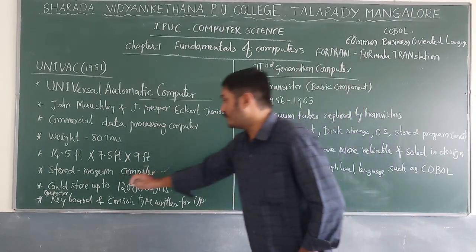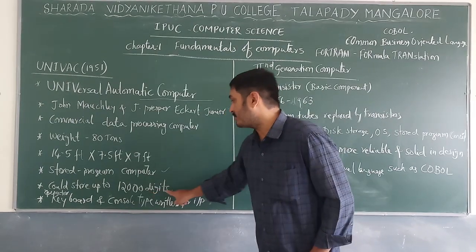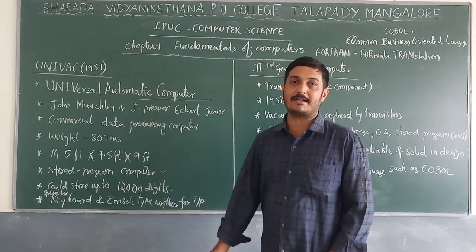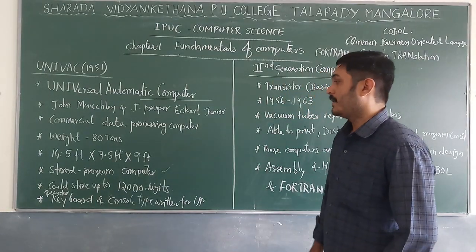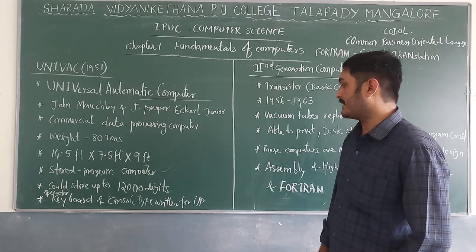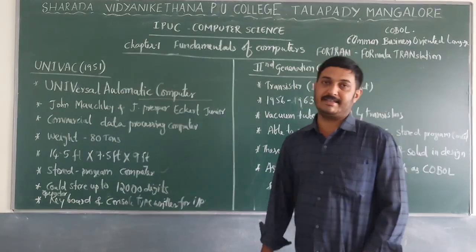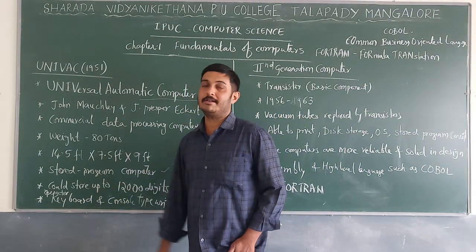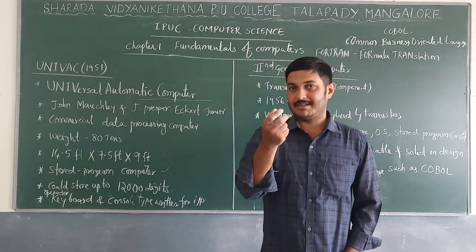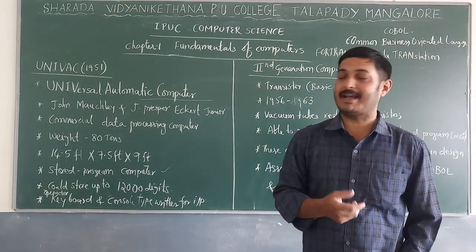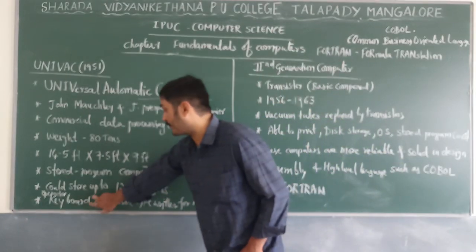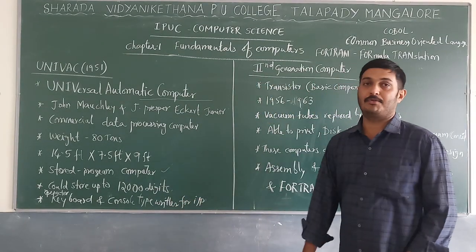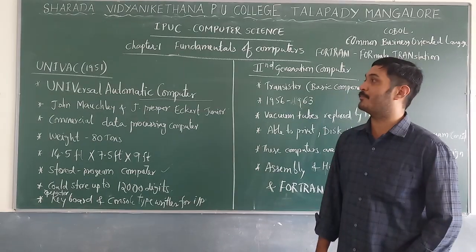And next, it could store up to 12,000 digits using UNIVAC. The next point is that an operator keyboard and console typewriter can be used for input in this case. So keyboard input is also allowed. Operator keyboard means it's almost near to the modern computer status. Okay, these are about UNIVAC.